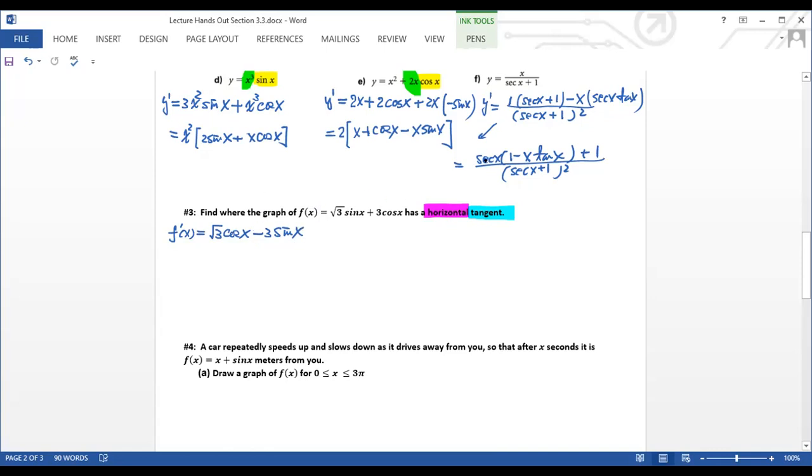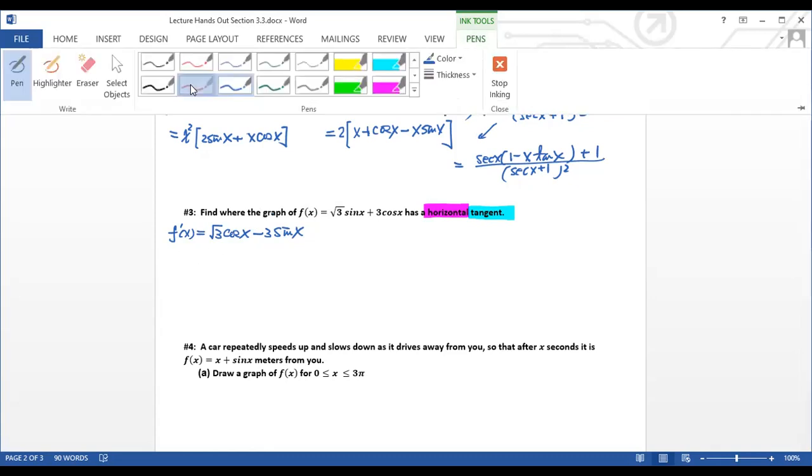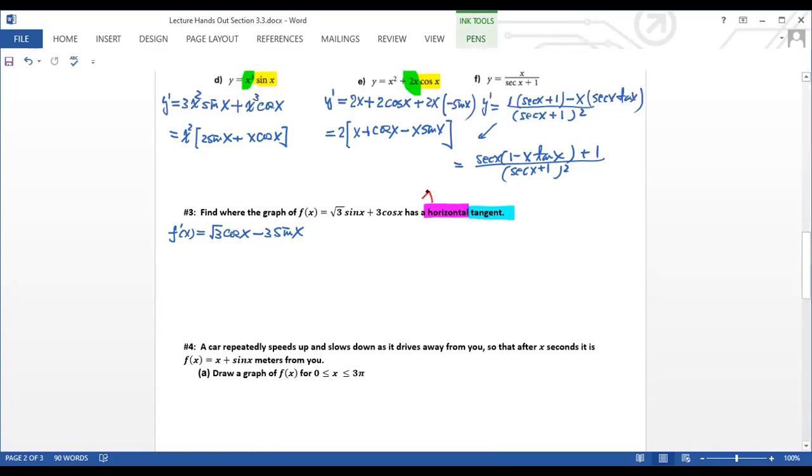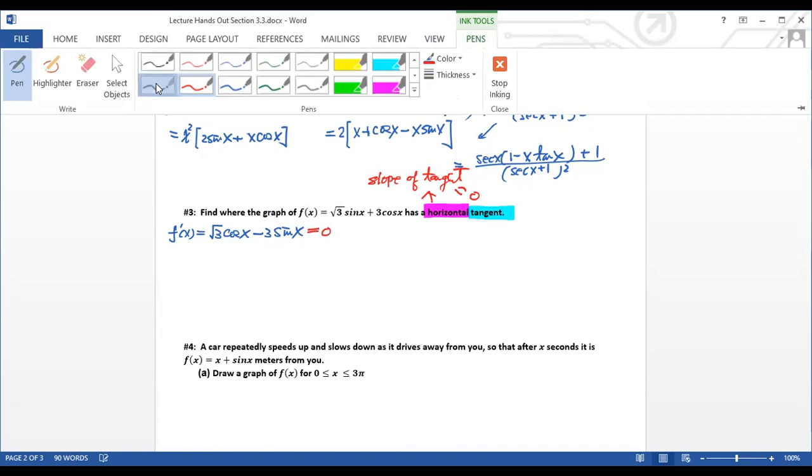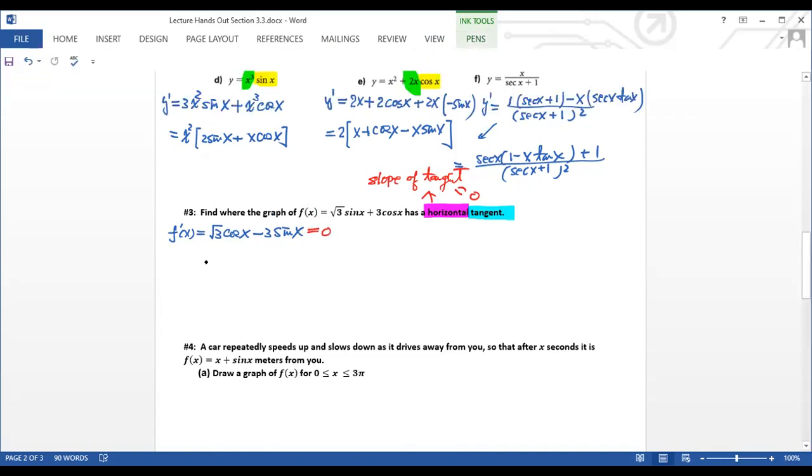Okay, so what does horizontal mean? That's very important, right? Horizontal means the slope of the tangent line, because it's horizontal, so what is the slope here? It will be zero, right? So that means I need to set this equal to 0 and solve for x here.